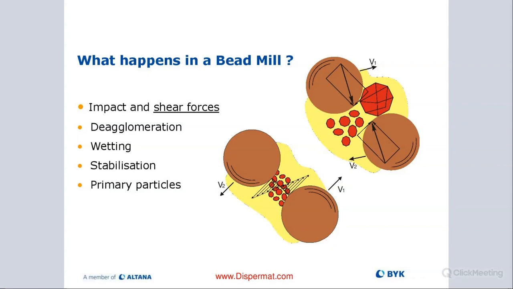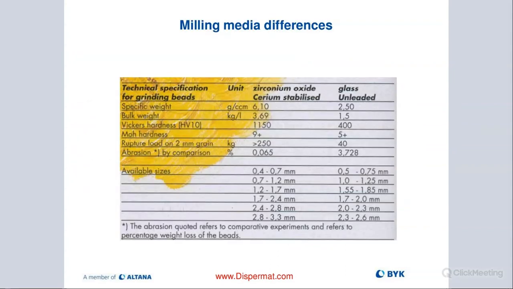Again, it's very important to have the right additives in our formula, but if we mill long enough and we have the right media size, we should be able to get down to the primary particle size eventually. But we have to watch for a few different things.